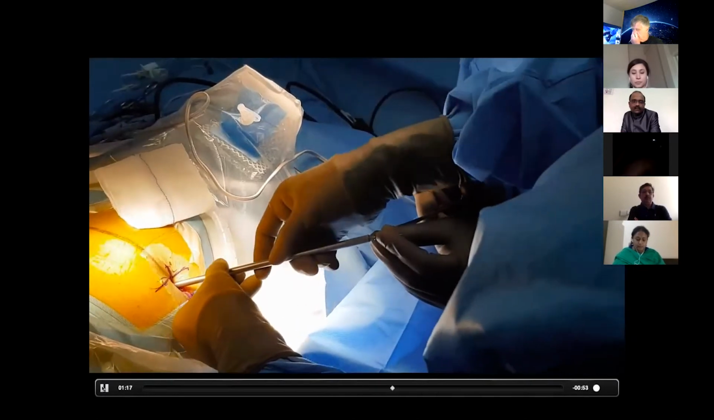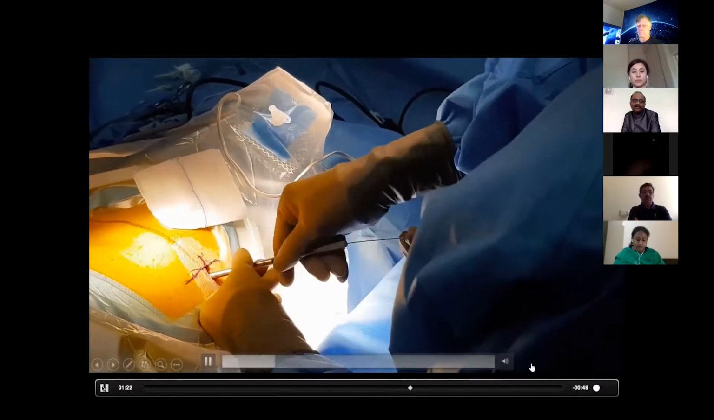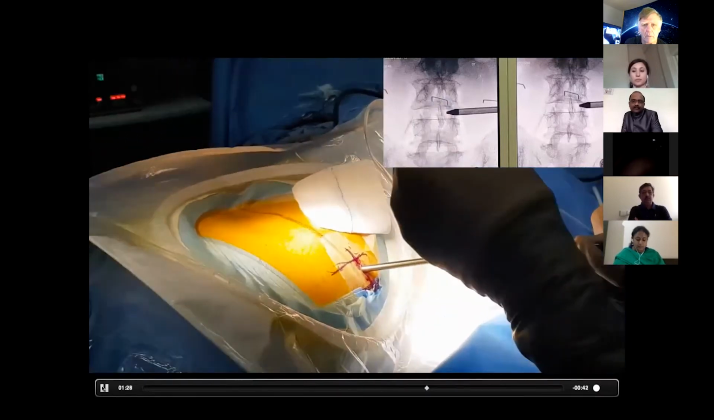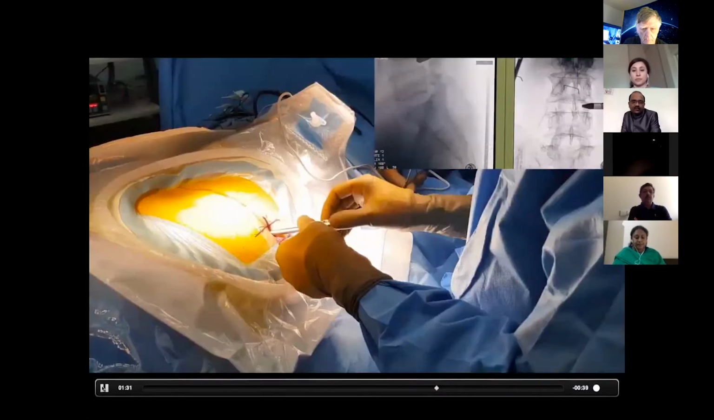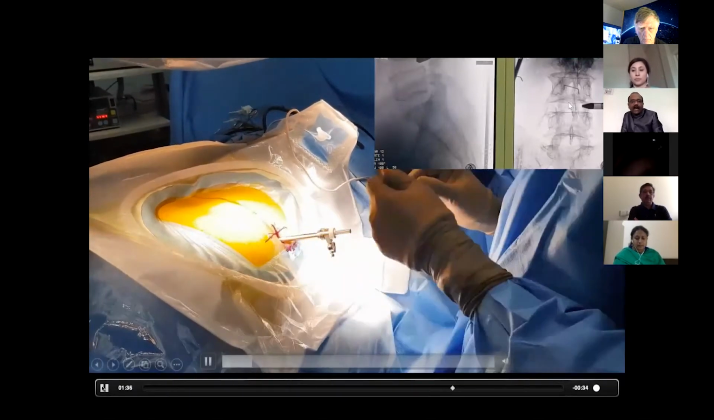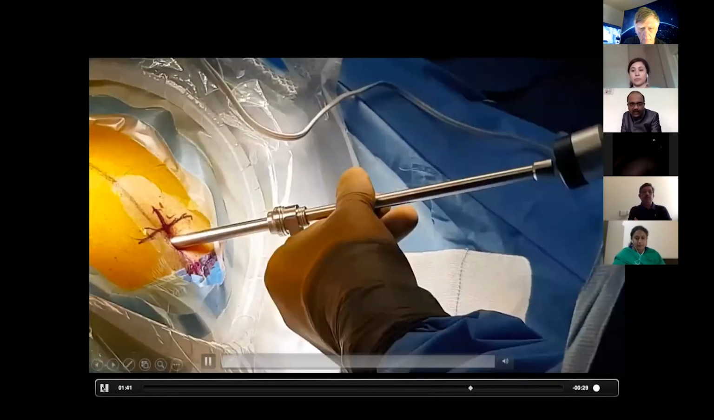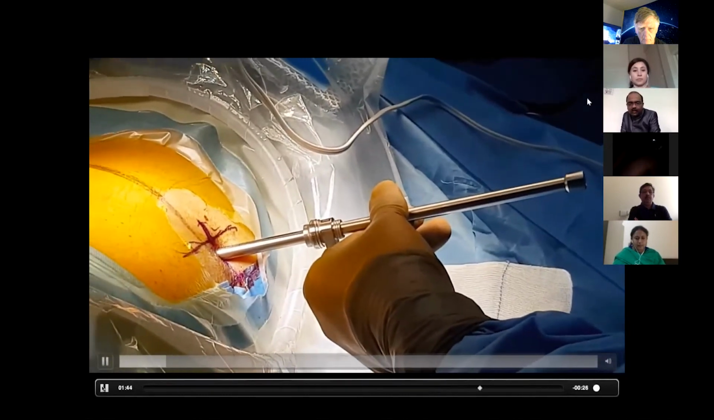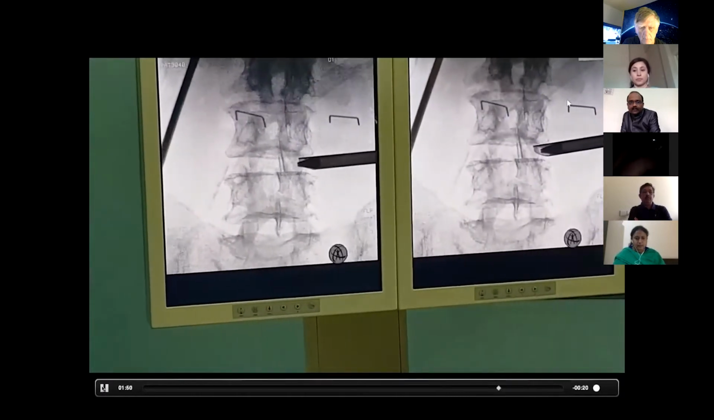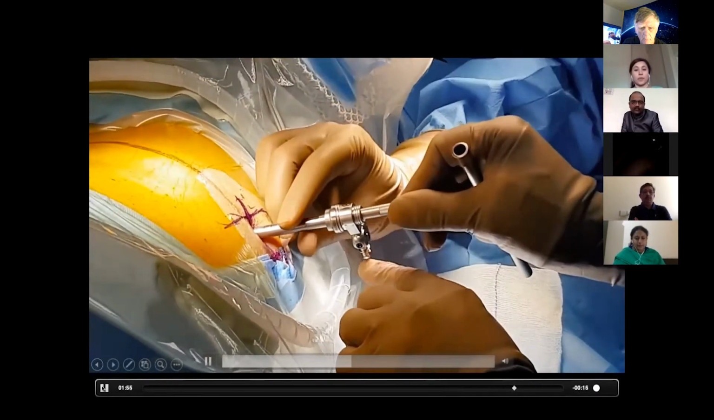Now the trocar is passed first. Once the trocar reaches the nucleus pulposus, which is advanced in the AP view, the cannula is passed. This is from the far lateral approach. I want you to understand that the midline is far away. We are coming from the far lateral route. Once the cannula is in, the trocar is withdrawn.